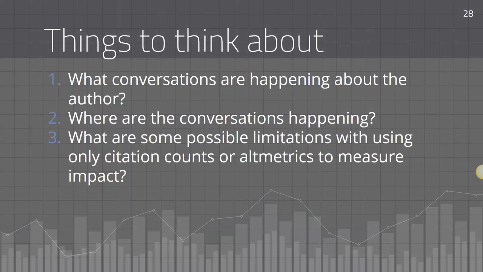As you engage and use bibliometrics or altmetrics, here are some parting thoughts to think about. What conversations are happening about the author? Where are the conversations happening? What are some possible limitations with using only citation counts or altmetrics to measure these impacts?